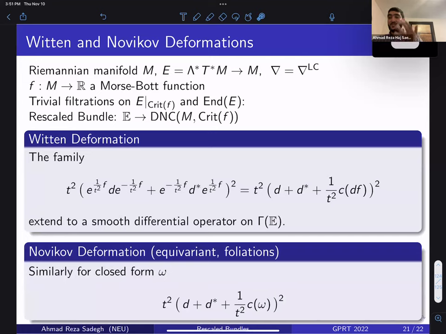And you can easily also extend this to the equivariant case, the foliation case, the Novikov deformation, in which you replace that df essentially on the right-hand side of the Witten deformation with any closed form.